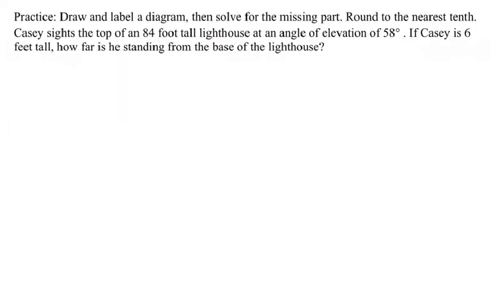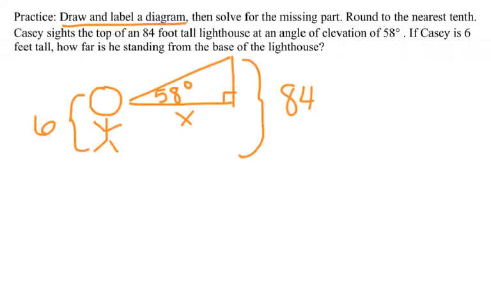Okay, so the first thing that we're going to do, we're going to draw and label a diagram, and then we're going to solve for the missing parts. So what I want you to do right now, I want you to pause the video and draw a picture of the situation. Okay, so this is a little difficult. You have Casey, looking up at a lighthouse. The lighthouse is 84 feet.